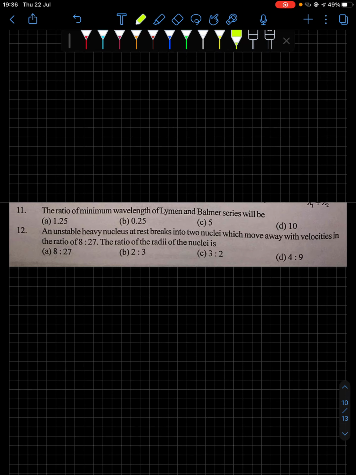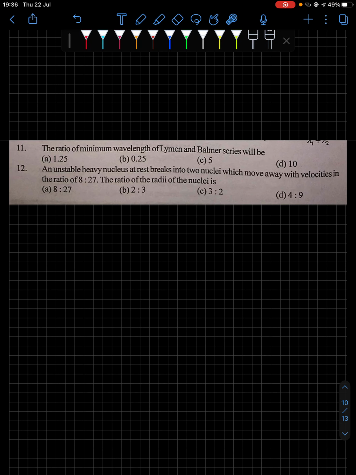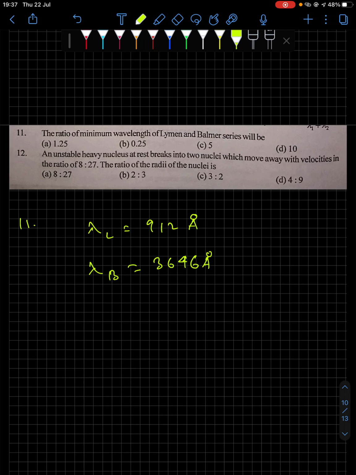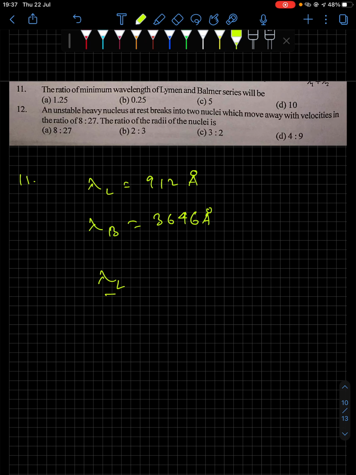Okay, so question number 11 next. Ratio of minimum wavelength of Lyman and Balmer series. Okay, so what was the minimum wavelength of Lyman series? 912, right? 912 angstrom. Maximum was 1216, yes. And minimum for Balmer series was 3646 angstrom. Maximum was 6563. So if you take this ratio, 912 by 3646, you will get 0.25. Okay, option number B.